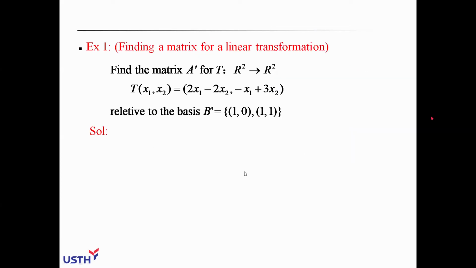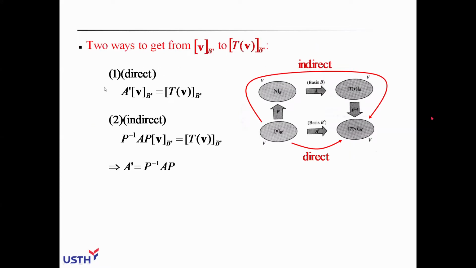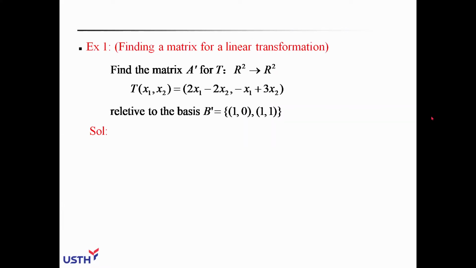So that is what you need to remember. You need only to remember that one. And you need to remember what is the P, what is the P inverse, what is the A, and what is the A prime. Okay. That formula gives us the relation between two different matrices of the same linear transformation in different bases. And here are some examples.